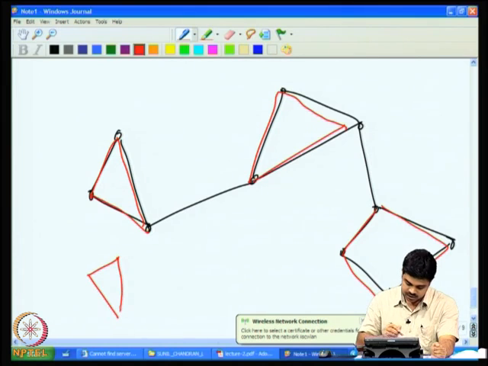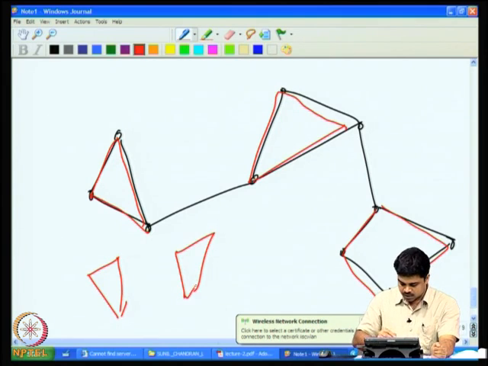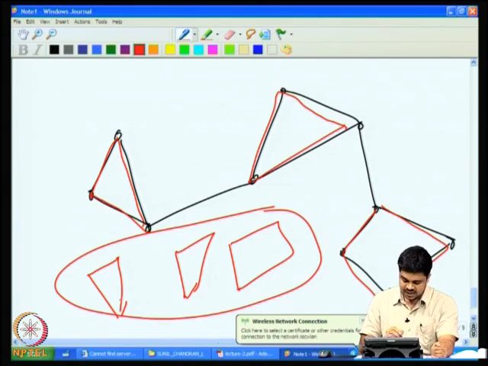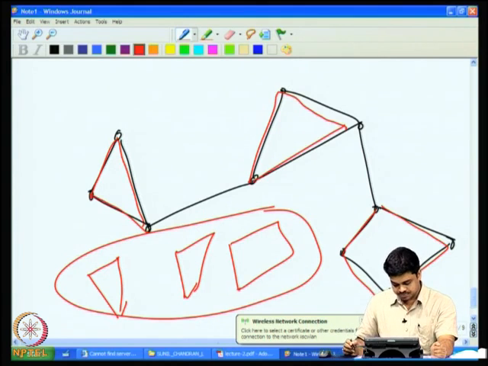Here we have a triangle, here we have another triangle, and here we have a four-cycle. So this is called a cycle cover, because this is a collection of cycles which covers all the vertices. So this is called a cycle cover of the graph. Another name for a two-factor is cycle cover.